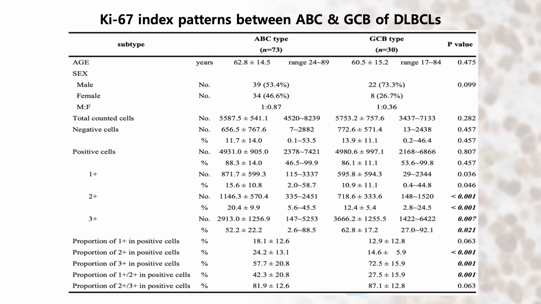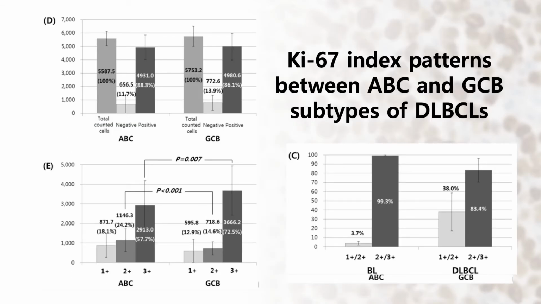If we look at the Ki-67 index pattern between ABC and GCB types, there were a total of 73 ABC and 30 GCB types. There were no significant differences in the age or sex. There were no significant differences in the number or proportion of Ki-67 negative cells between the two types. There was a significant difference in the number and the proportion of its positive cells among all positive cells. In figure D, you can also find that there is no difference in the number and proportion of negative cells between ABC and GCB types.